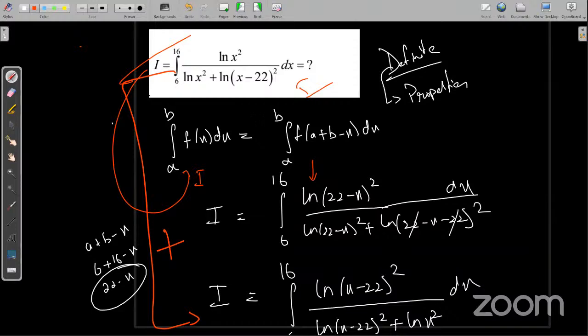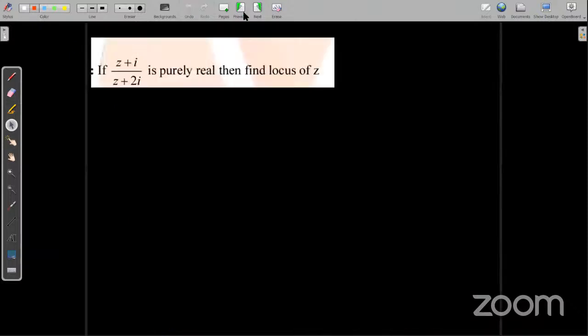Okay, if no doubt, let us proceed to the next question, guys. What is the next question we have? Okay, what question has he given to us? Z plus I by Z plus 2I is purely real, then find the locus of Z. Okay, that's a very simple thing. What is given, guys? Z plus I by Z plus 2I is purely real.